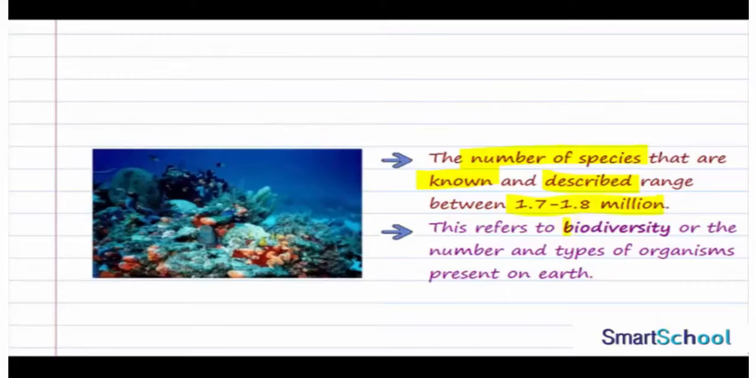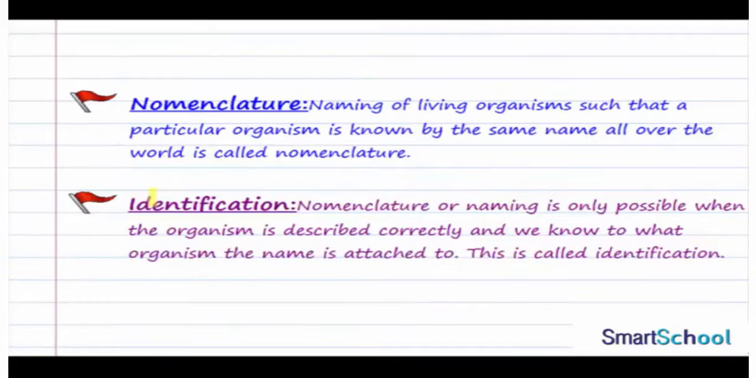This refers to biodiversity, or the number and types of organisms present on Earth. So basically this is what constitutes biodiversity, that is the diversity of the living organisms present on the Earth. Here you can see the living organisms present underwater inside deep oceans. So that was the general introduction about the diversity in the living world.